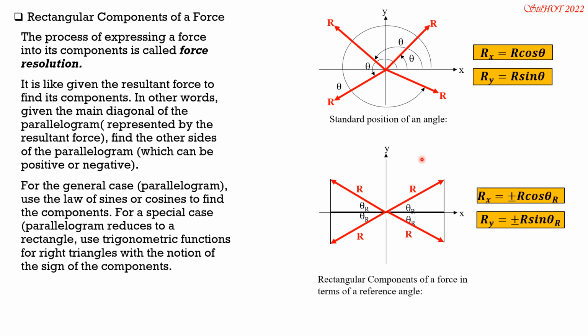If the resultant force is in the first quadrant, then both Rx and Ry must be positive. If R lies in the second quadrant, Rx is negative and Ry is positive. If it lies in the third, both x and y components are negative. If it lies in the fourth quadrant, only the x component is positive, the y component is negative. So that's it. Always remember this, it's just trigonometry.